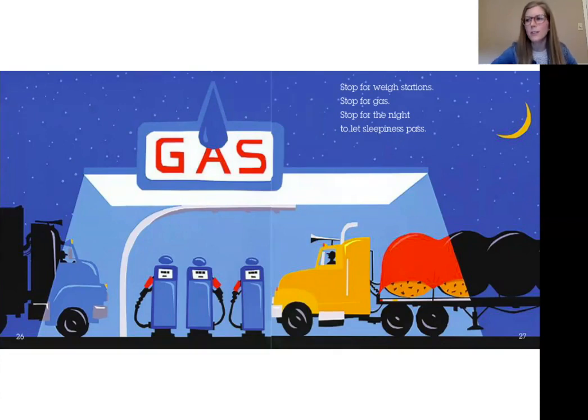Where is the truck in this picture? It's at a gas station to get more fuel. What time of day is it? It's the nighttime. The text says trucks stop to let sleepiness pass. What does that mean? That's right, if a truck driver has been driving for a long time, they must stop to sleep. We remember the driver sleeps in the bunk in his truck.